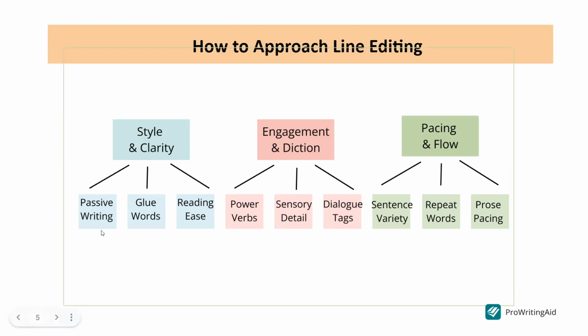So we'll look at passive writing and what that includes, glue words, what those are, and your reading ease. We'll look at the use of power verbs, sensory detail, and dialogue tags. And finally, we'll look at sentence variety, repeat words, and your overall pacing of your prose, not the pacing of your story, but within paragraphs and lines themselves.